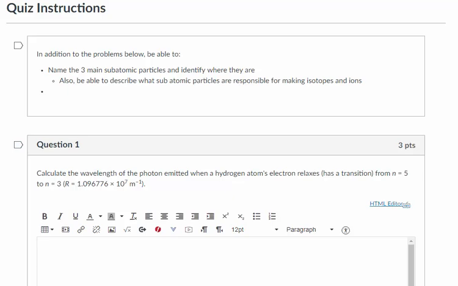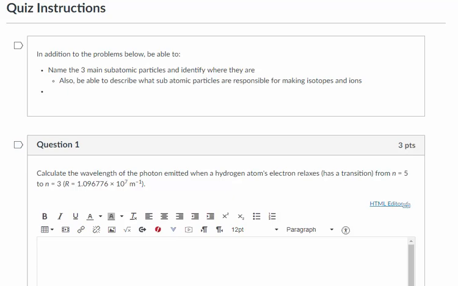To prepare for the quiz for this module, make sure that you can name the three main subatomic particles and identify where they are. For example, protons and neutrons are in the nucleus, and electrons orbit around the nucleus in orbitals. You should also be able to describe what subatomic particles are responsible for making isotopes and ions.